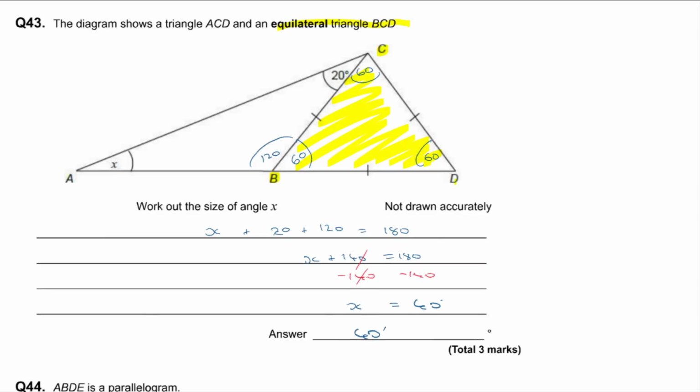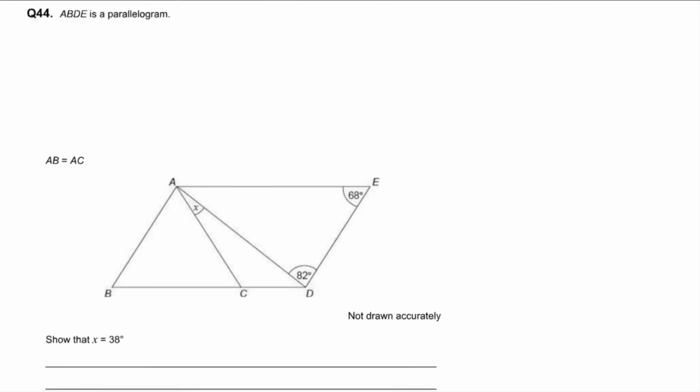That's my final answer. Question 44. ABDE is a parallelogram. Where's that then? ABDE. That's a parallelogram. Okay, so if it's a parallelogram, I can put little arrows on here and here because they're parallel. I can put little arrows on here and here because they're parallel.